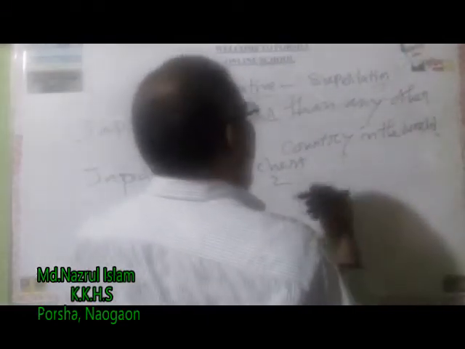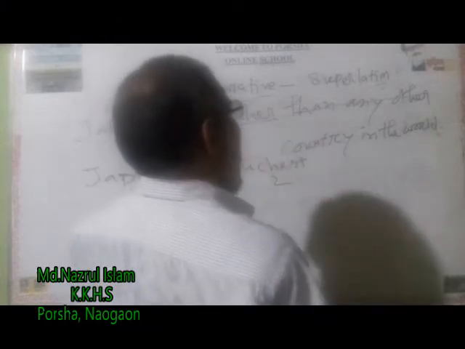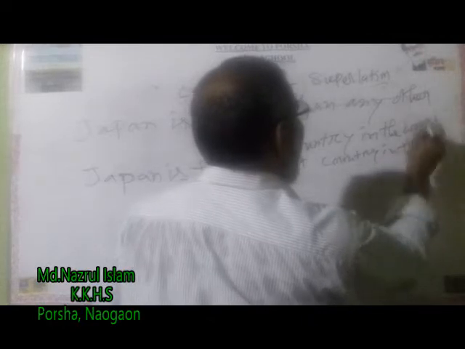Then number 3 activity, then any other will be omitted. So we have to write the last part of the sentence. Country in the world. It will not be changed. And this is superlative form. Japan is the richest country in the world.